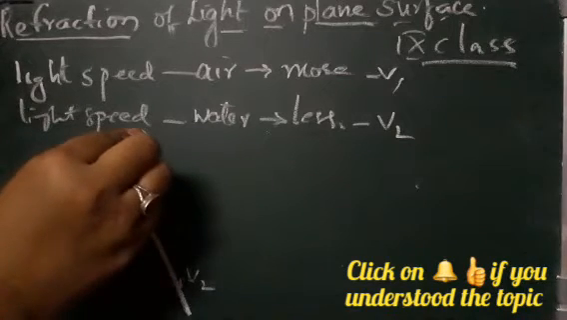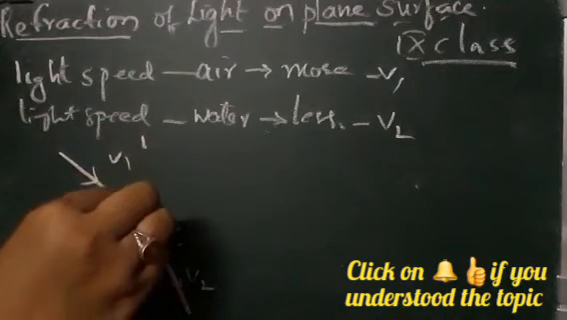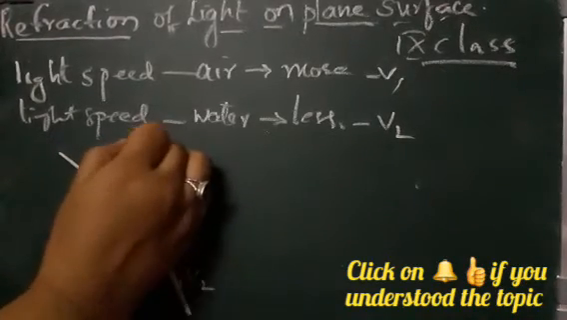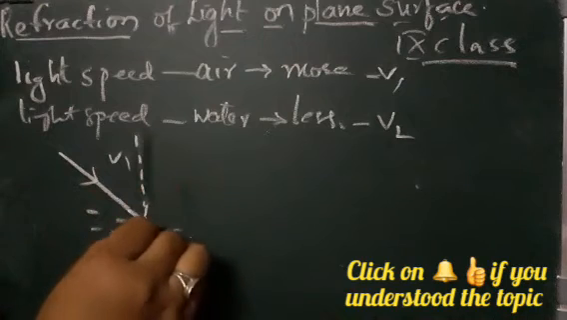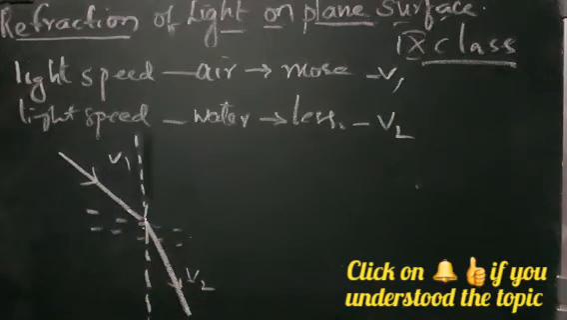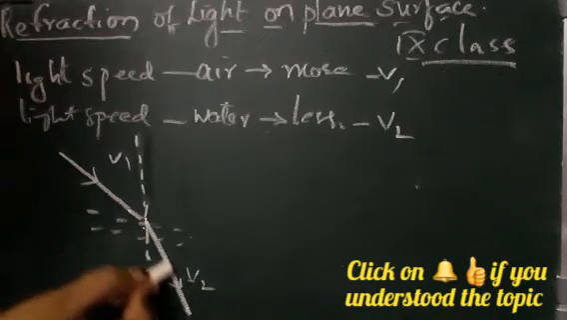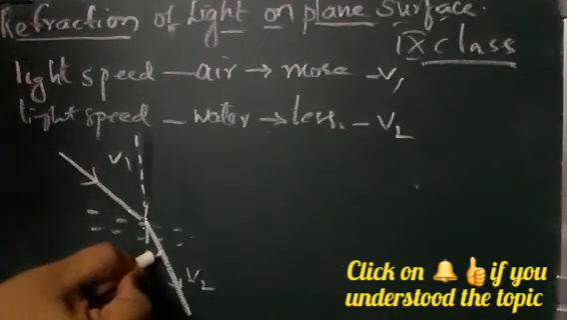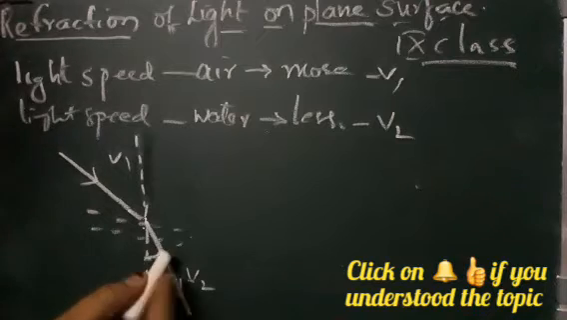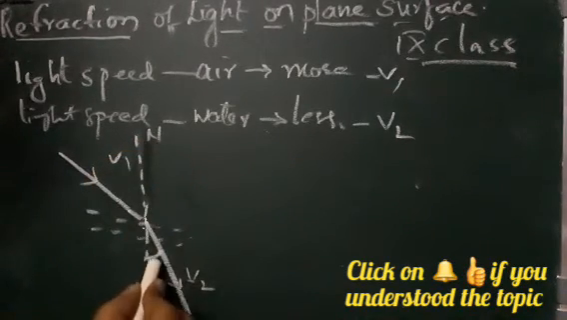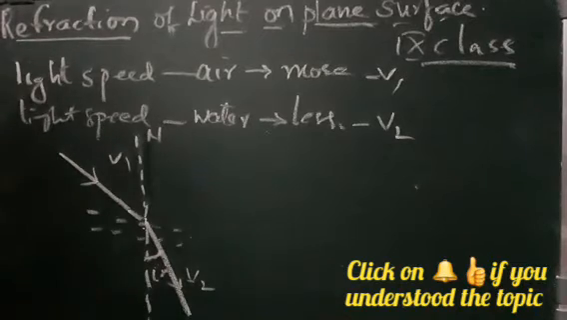So you can see that this is the normal, right? Now you can see that the ray which is refracted will move towards the normal. Yes, it will move towards the normal. So the angle of the refracted ray is closer to the normal.